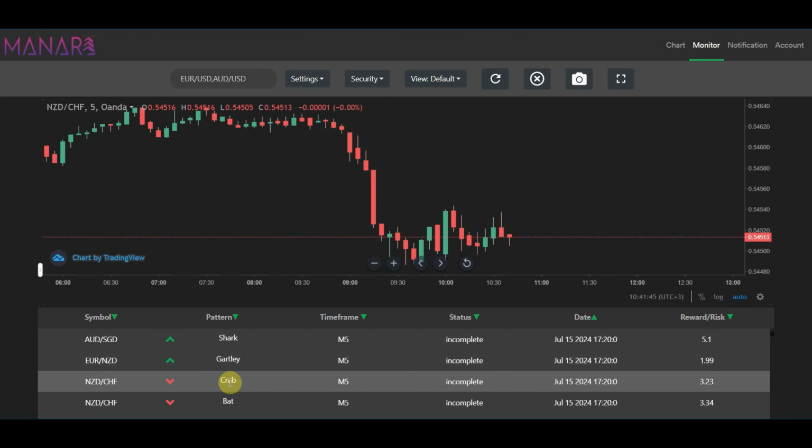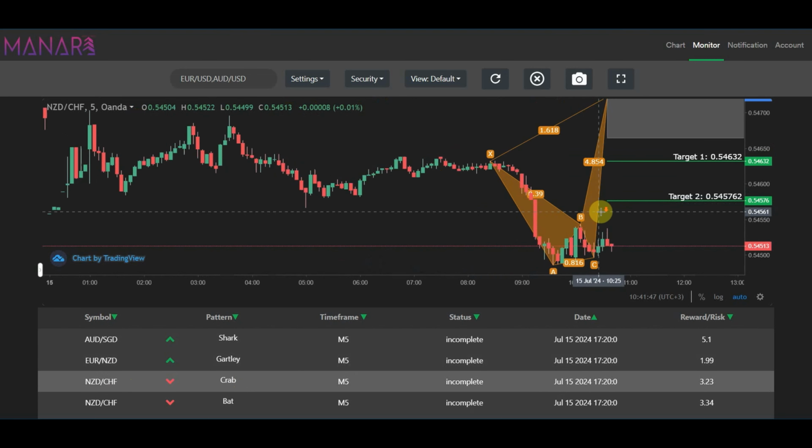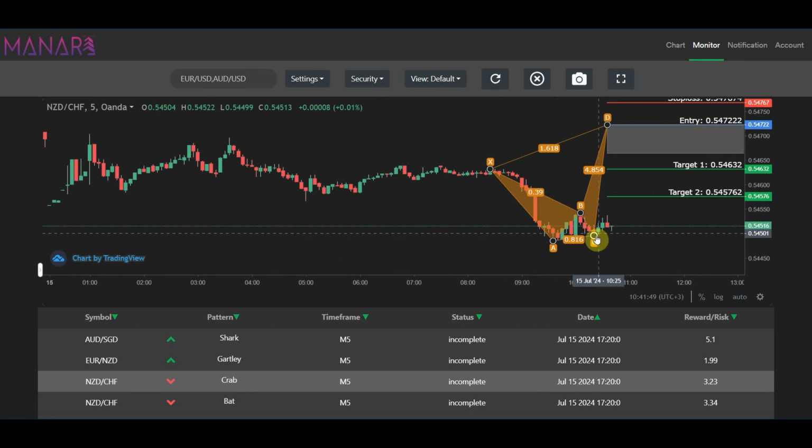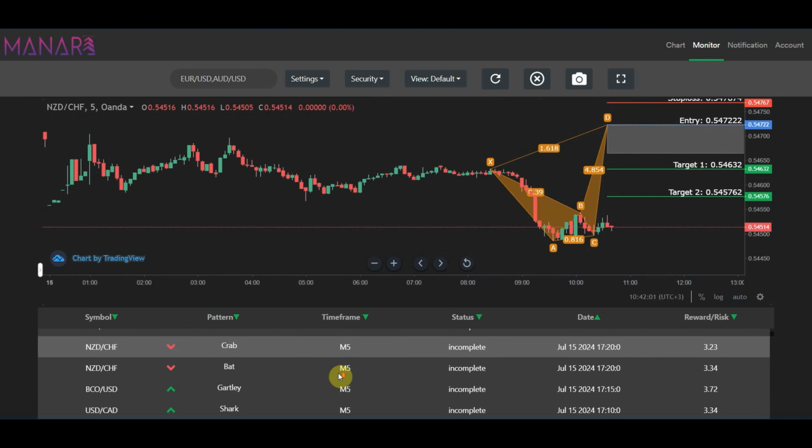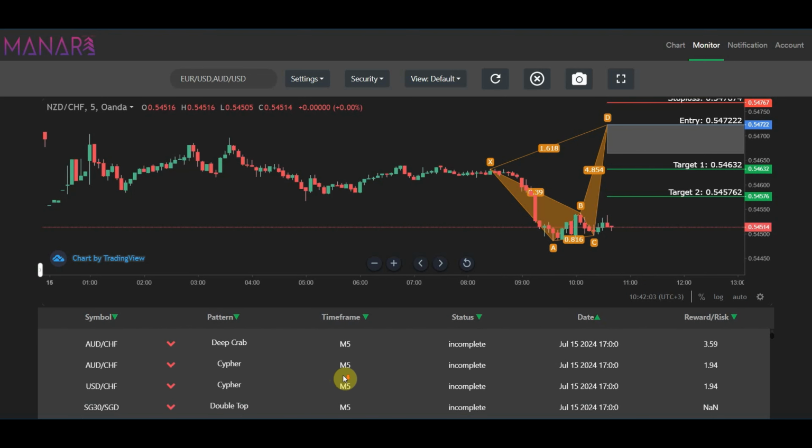We'll go down to a crab pattern. We'll see what that has given, and we can see that we've probably not got enough time frame to be looking at the history of these ones. So C to D, you'd be sitting in profit, but it wouldn't be all that exciting. It hasn't moved enough just yet. So I'm going to scroll down a little bit further.